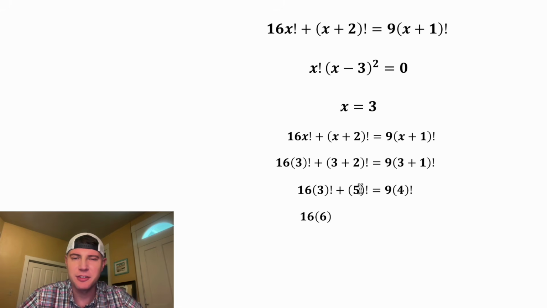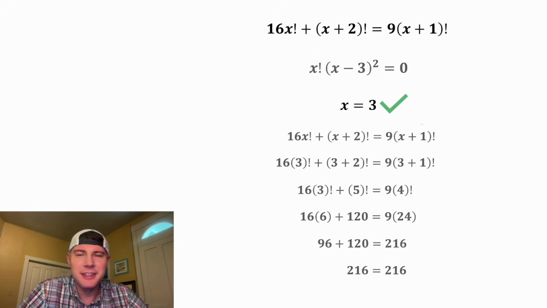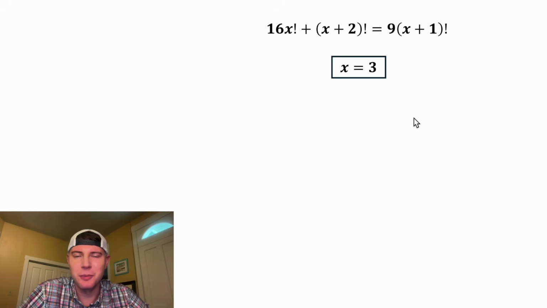5 factorial is equal to 5 times 4 times 3 times 2 times 1. That's equal to 120. And 4 factorial is equal to 4 times 3 times 2 times 1. That's equal to 24. 16 times 6 is equal to 96. We can copy down the 120, and 9 times 24 is equal to 216. And 96 plus 120 is equal to 216. So the solution, x equals 3, checks out. And that is the answer to our question. Let's put a box around it.